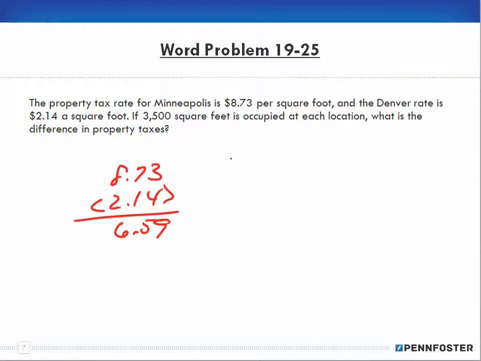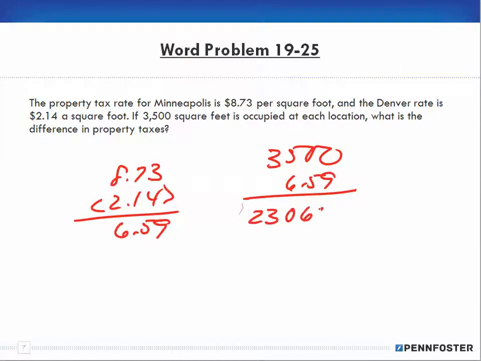So we're taking 3,500 times the 6.59, which is the difference, and that gives us 23,065. That's the difference in the property taxes, and it's more in Minneapolis. Let me briefly go back over that again.